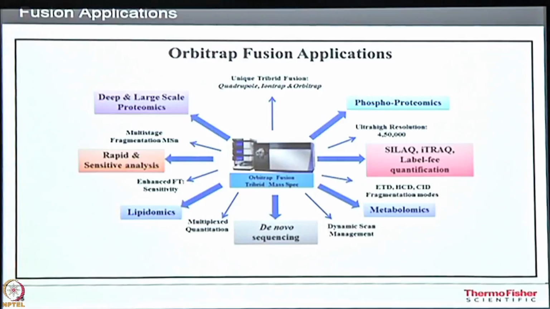The Fusion is not only for identification, it can do many works. Right now we are doing deep proteome analysis and label-free or label-based relative quantification. It can do phosphoproteomics, lipidomics, and metabolomics. So you can use this instrument for different kinds of analysis.